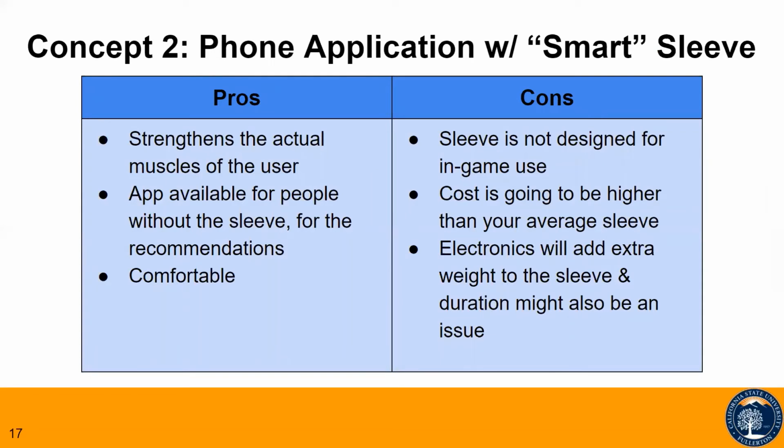Okay, so now pros and cons for this design. In terms of pros, it strengthens the actual muscles of the user. The app is available for people without the sleeve for recommendations only, and it is comfortable. Now, moving on to cons, the sleeve is designed for in-game use. Cost is going to be higher than your average sleeve, and the electronics will add extra weight compared to your average sleeve. Also, an issue might be that the battery duration of the sleeve might not last as long as people would want.